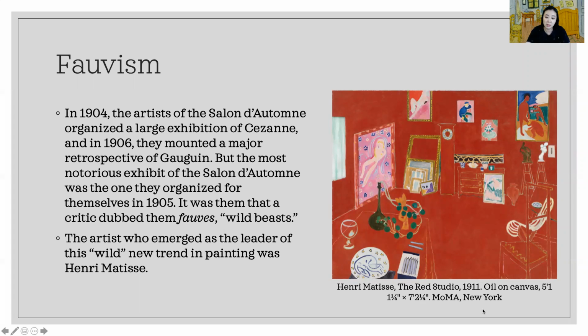The first art movement is Fauvism. In 1904, the artists of the Salon d'Automne organized a large exhibition of Cézanne, and in 1906, they mounted a major retrospective of Gauguin. But the most notorious exhibit of the Salon was the one they organized for themselves in 1905. It was then that a critic dubbed them Fauves, wild beasts. The artist who emerged as the leader of this wild new trend in painting was Henri Matisse.